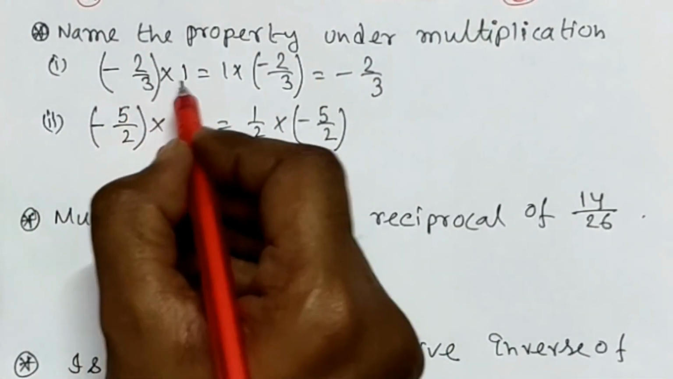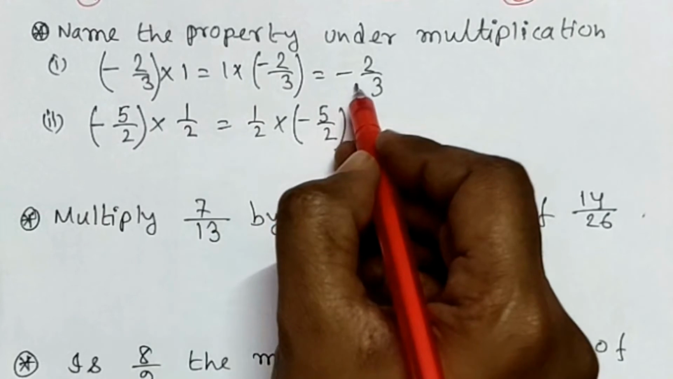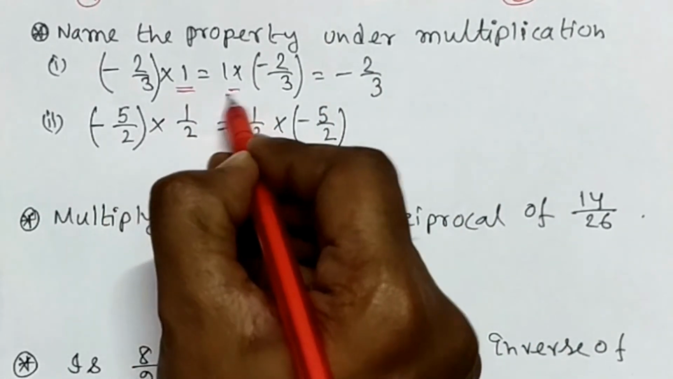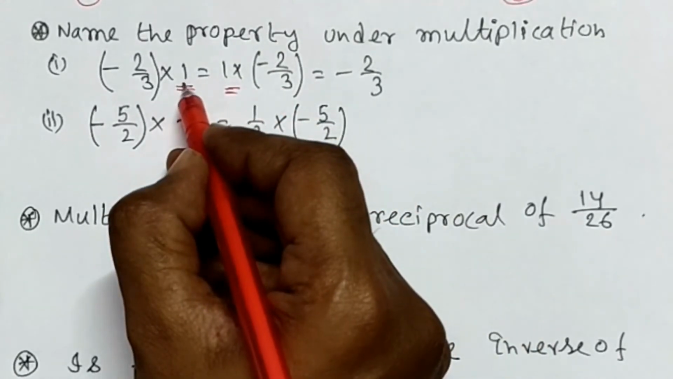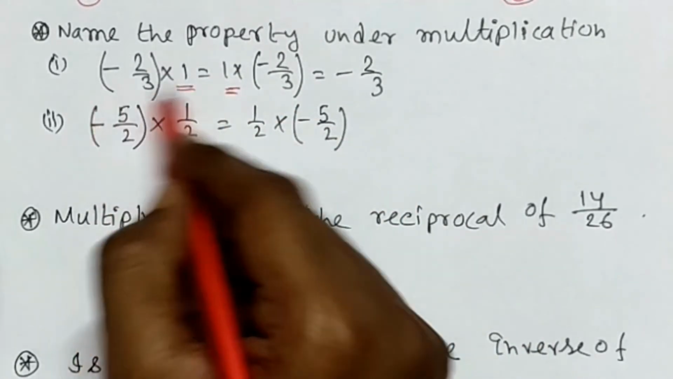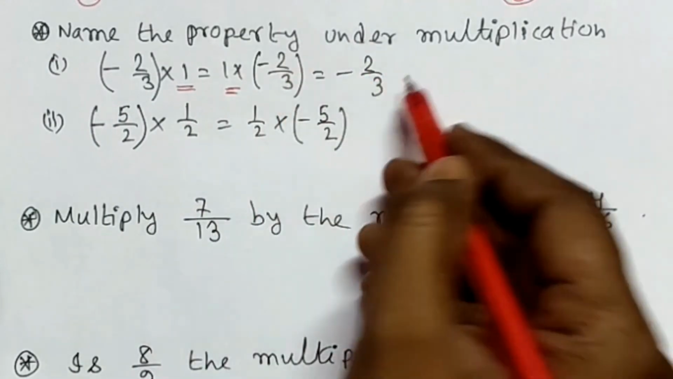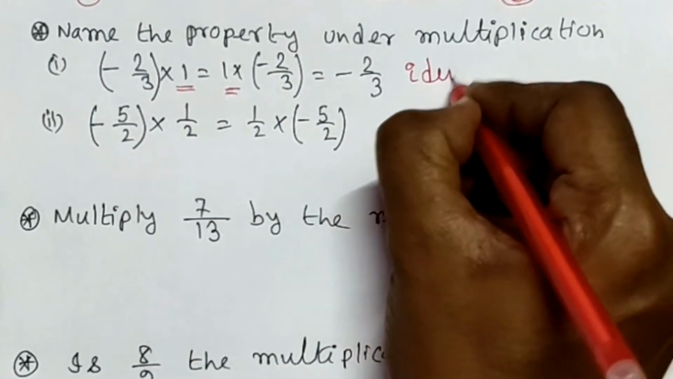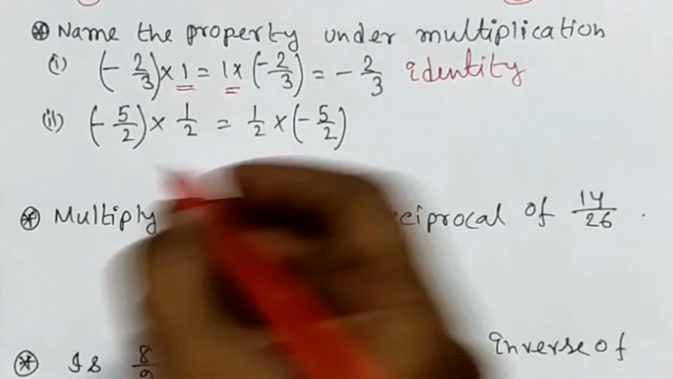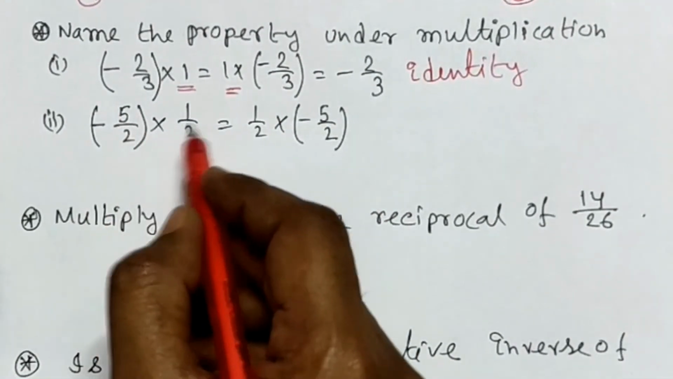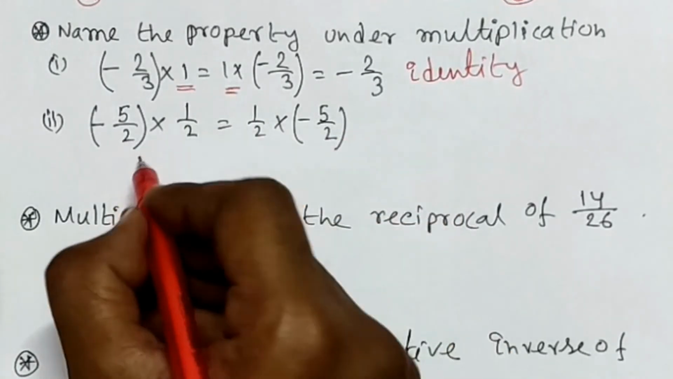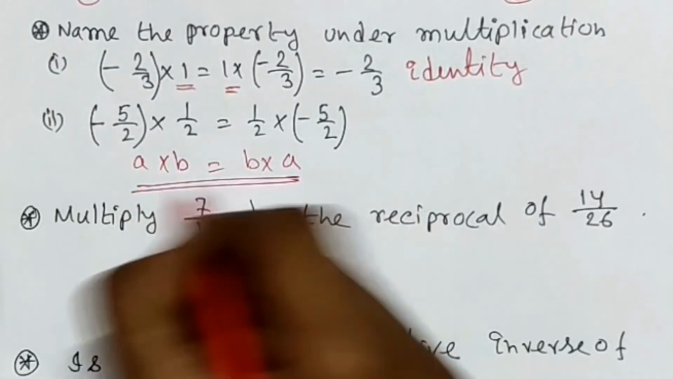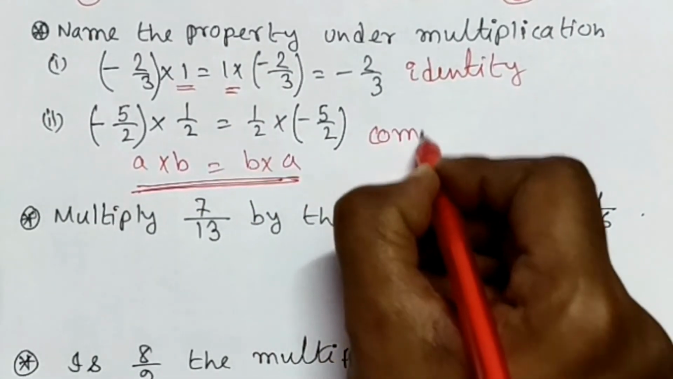Name the property under multiplication. Minus 2 by 3 into 1 equals 1 into minus 2 by 3 equals minus 2 by 3. Which property is this? Clearly here 1 is present. Some element into 1 equals 1 into that element equals that element. So clearly this is the property of identity. Now minus 5 by 2 into half equals half into minus 5 by 2. Here it is in the form of a into b equals b into a. Remember which property? Commutative property.